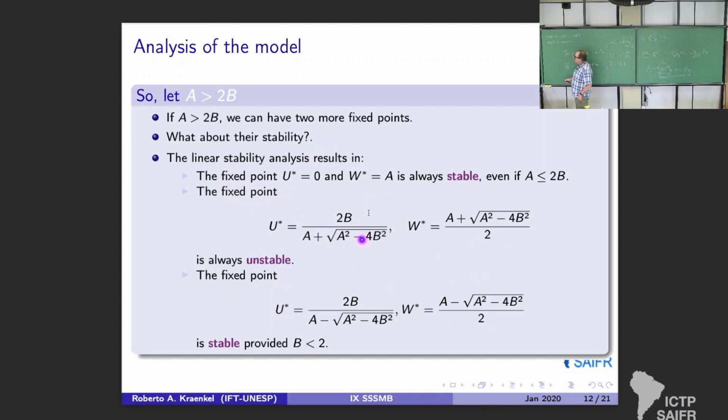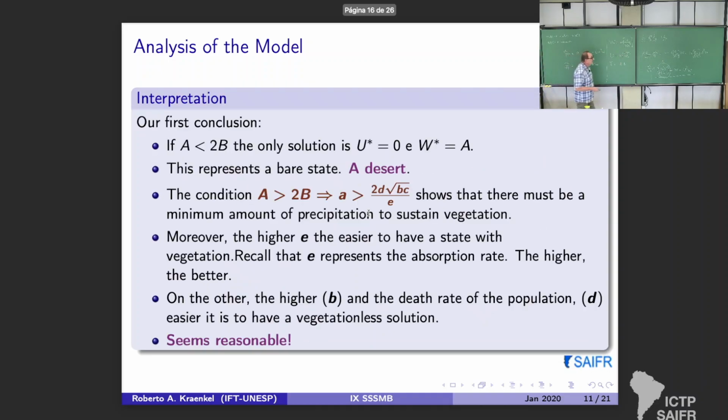So now this other fixed point here, which I had written before, is always unstable. And there is one fixed point that is stable, provided B is smaller than 2. Okay. Remember what B was? Okay.